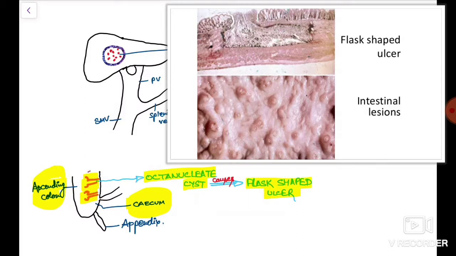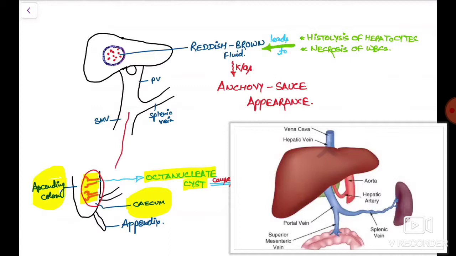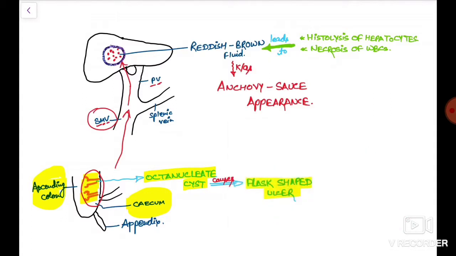So friends, these are the most common sites of amoebic colitis. Due to these flask-shaped ulcers, the trophozoites penetrate the capillaries, enter the superior mesenteric vein, then the portal vein, and then reach the liver. After that they cause histolysis.